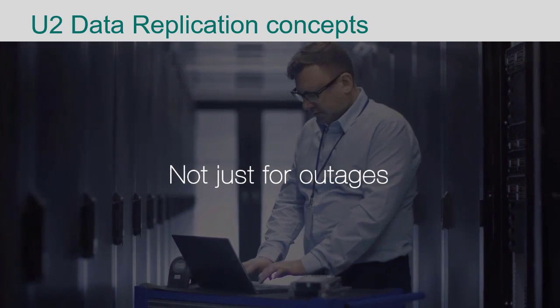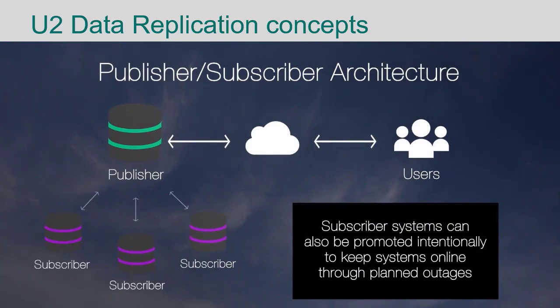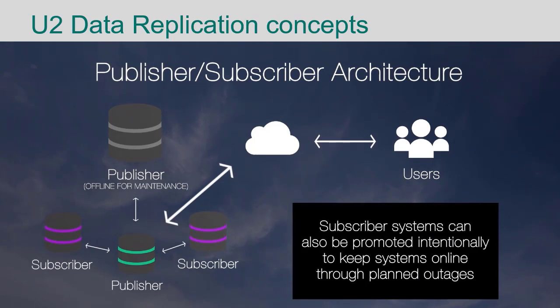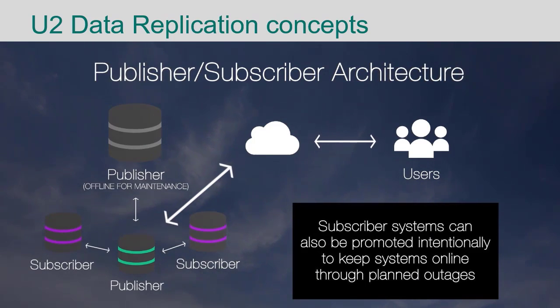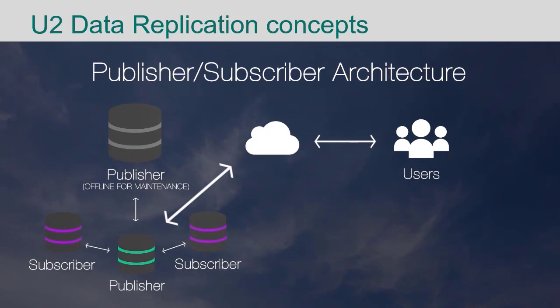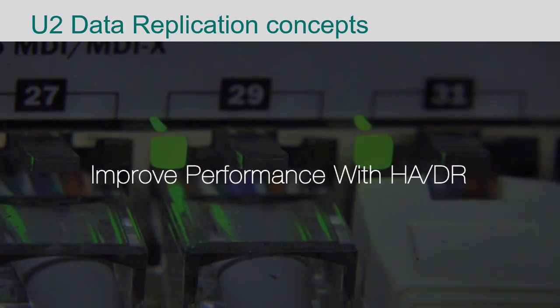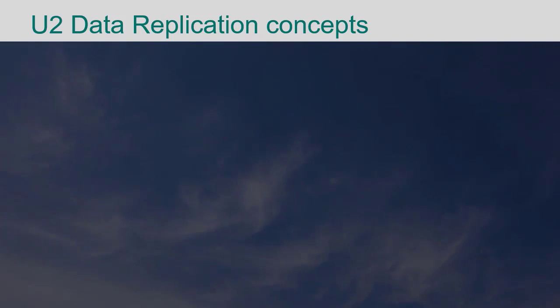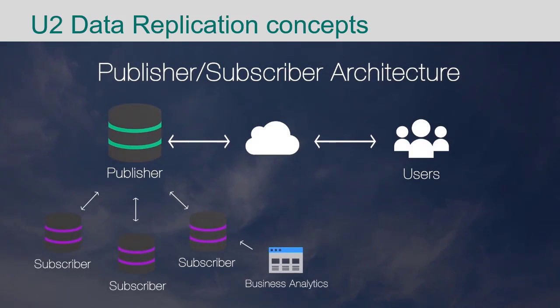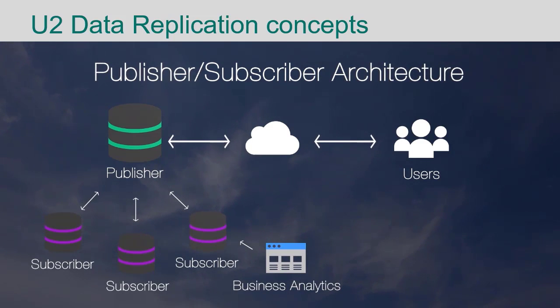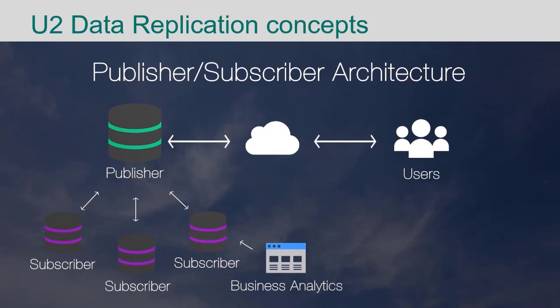Now that's great if you do have an outage, but there are other reasons you might want to do this, such as what we were talking about, removing the burden from your publisher. Even if it's offline for maintenance, you're still going to have access to the subscribers, and that helps you improve your performance with the HADR. So with the publisher-subscriber architecture, we see down at the bottom, we have business analytics working against a subscriber rather than the publisher. And that's helping us in moving the load off of our production server.